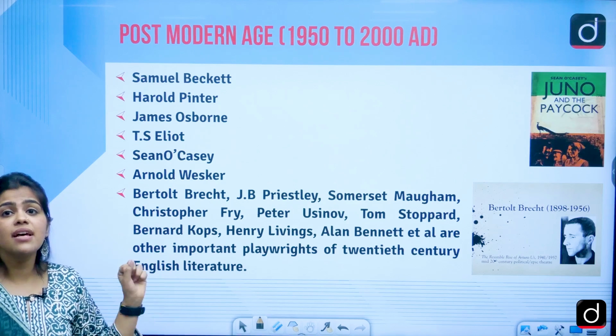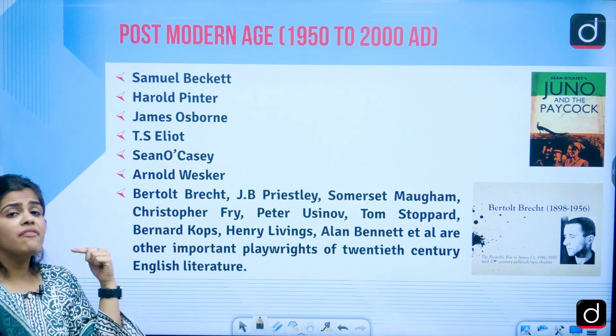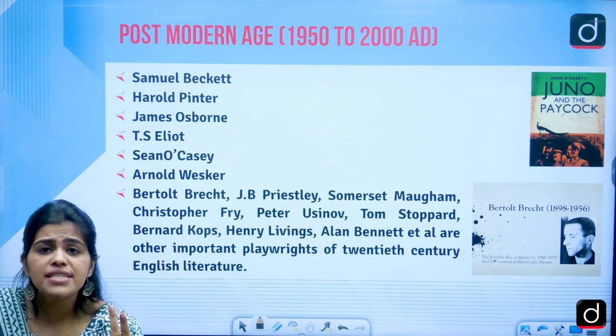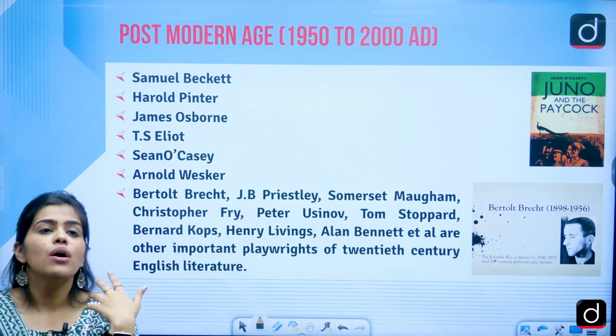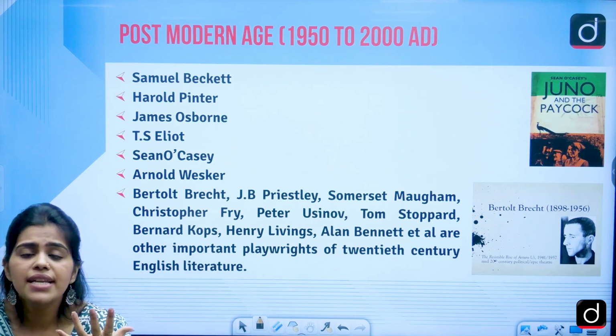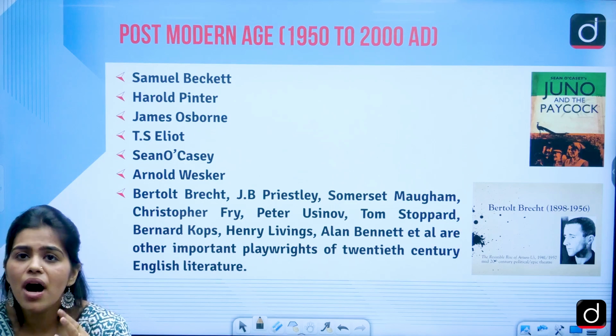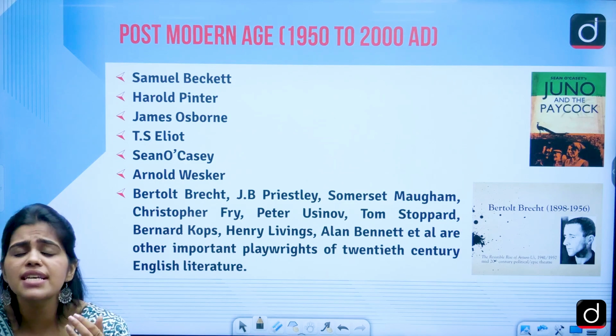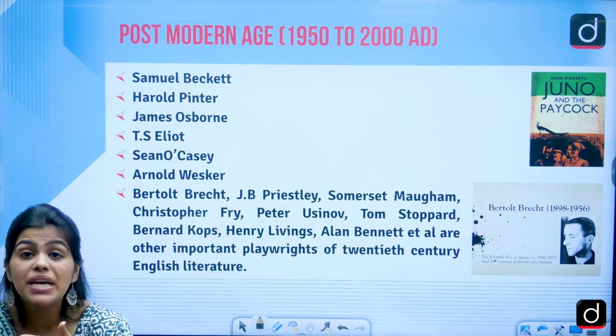Very important is the avant-garde theater. We have the death of God. We have existentialism. There are so many different movements that were starting in this period, so all of them are important. We have the theater of the absurd. All of these things are important, and we'll be doing them in the class.